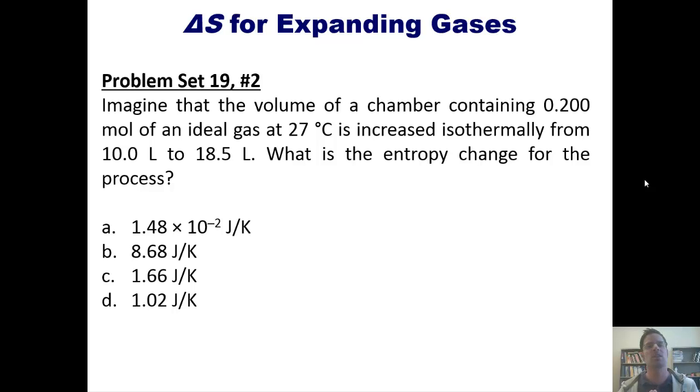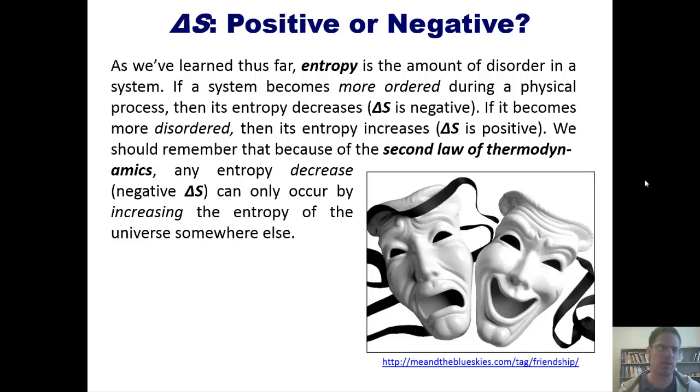That means without any transfer of heat to or from the system, from 10 liters to 18.5 liters. What's the entropy change for the process? I invite you to attempt this on your own using the equation I just showed you, and then if you like, you can click the link here to a separate video in which I show you how to do it on the board. Now, is delta S positive or negative?